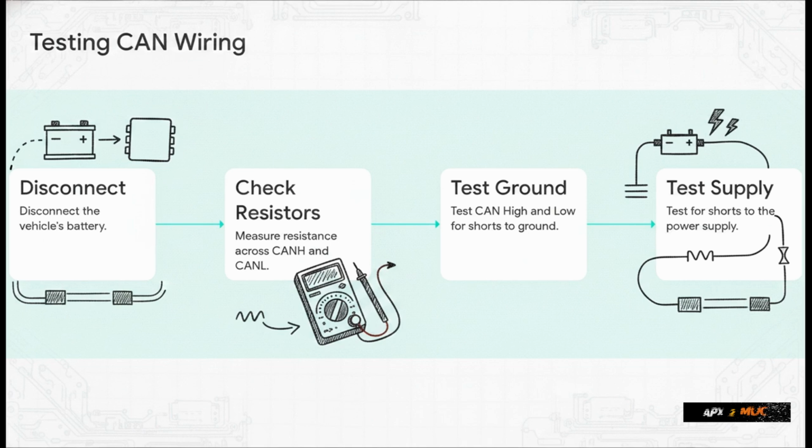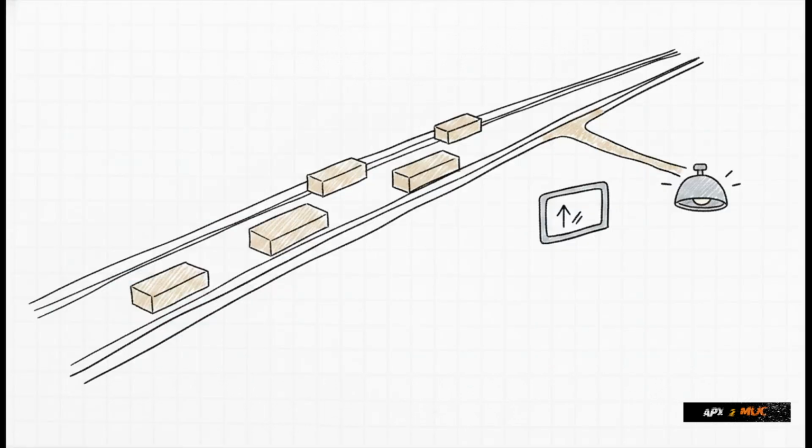Next, steps 3 and 4. Test both pins for continuity to ground, and then to the power supply. A dedicated CAN debugger tool can obviously do this in seconds, but honestly, your multimeter is an incredibly solid fallback. All right, let's shift gears a bit and see how this all fits into the broader vehicle architecture.